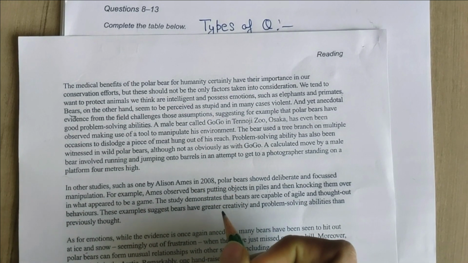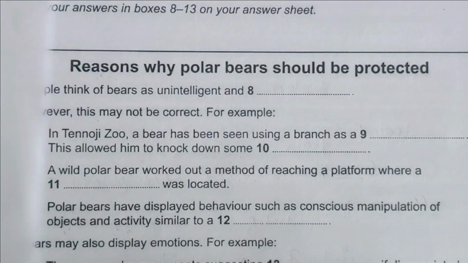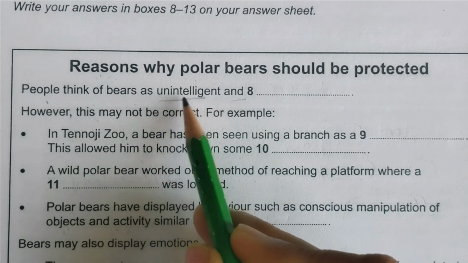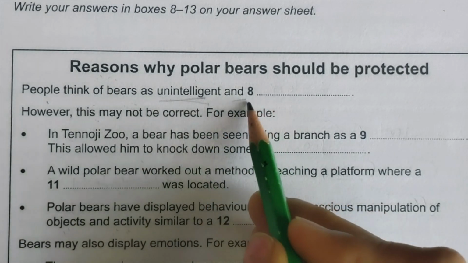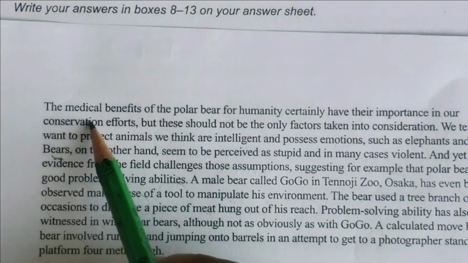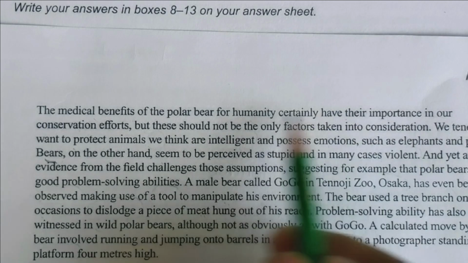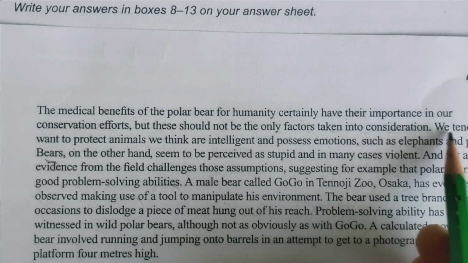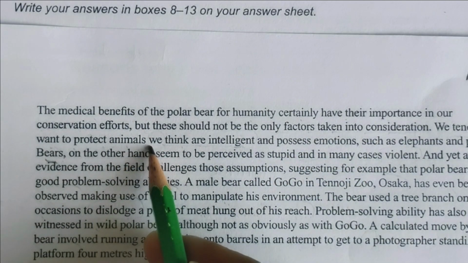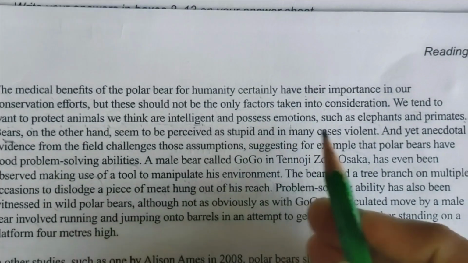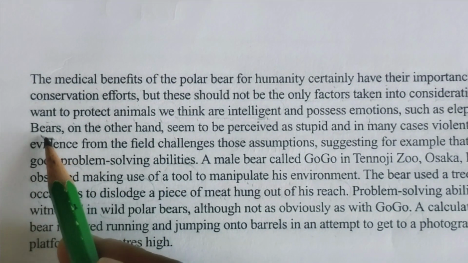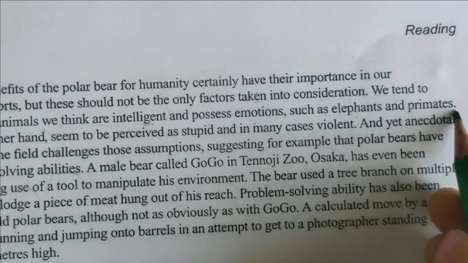Okay, now let's do it in a broader way. So what the statement is saying, people think of bears as unintelligent, and so it means people think of bears are unintelligent and dash. So two things would be there in the paragraph. The medical benefits of the polar bears for humanity certainly have their importance in conservation effort, but these should not be factors for consideration. We tend to want to protect animals we think are intelligent and possess emotions, such as elephants and primates. Okay, so here full stop is there, you can just find out.